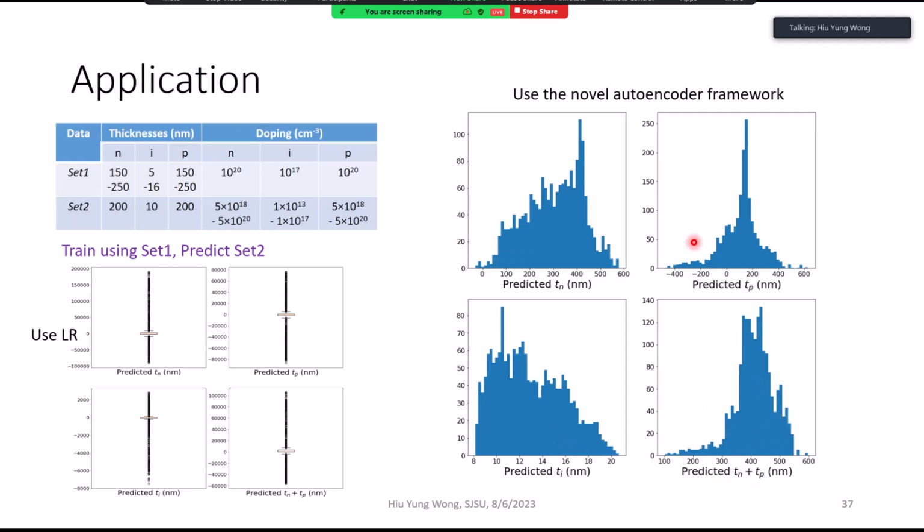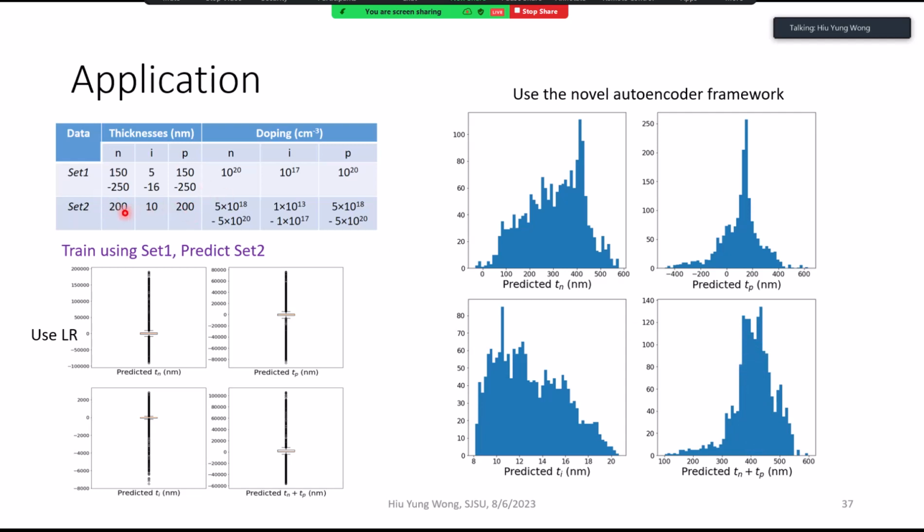Tn and Tp separately still cannot be predicted well because, as I said earlier, Tn and Tp have a similar function in the diode. They both change the resistance in a similar way. So I won't complain too much when the result is not too good. But it can predict the thickness of the intrinsic layer and the sum of them very well. The sum peaks at about 400 nanometers.